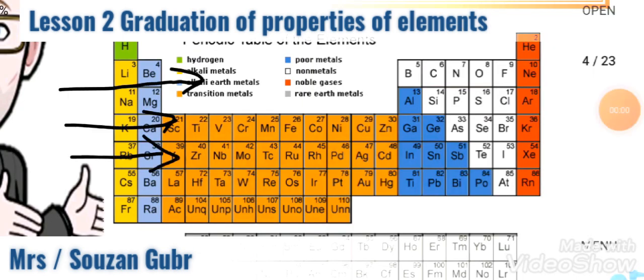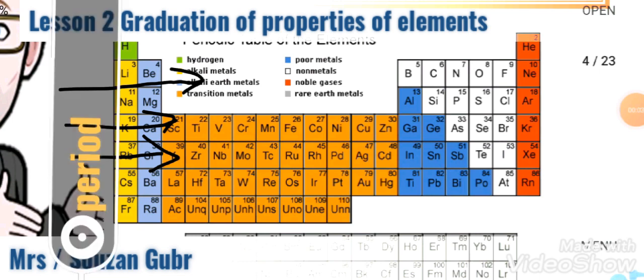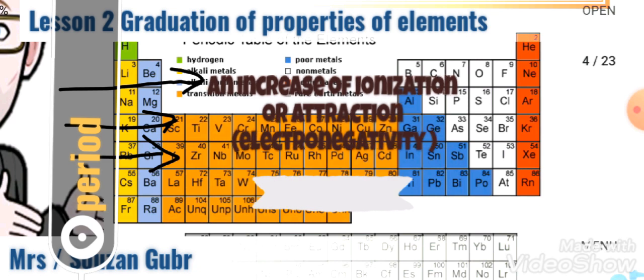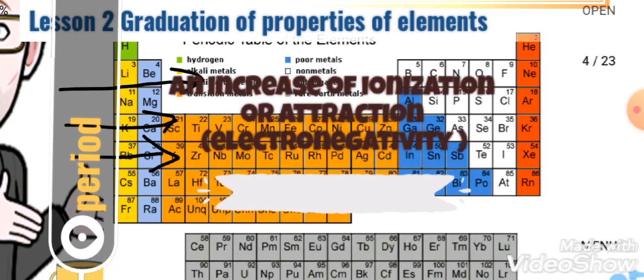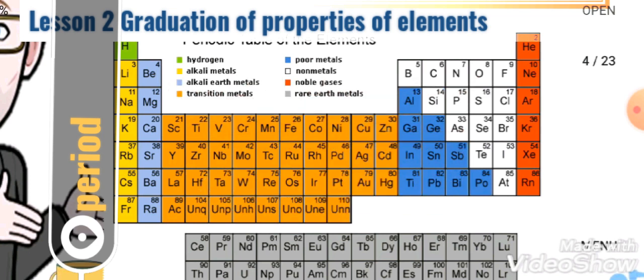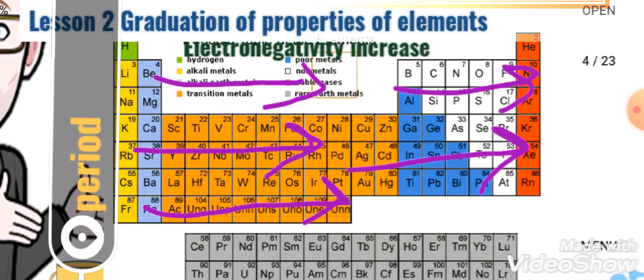Go across the period of the modern periodic table. This is an increase known by the ionization energy, or the electronegativity. This is how many electrons the atom is able to attract. This ability increases from the left side to the right side within the same period.